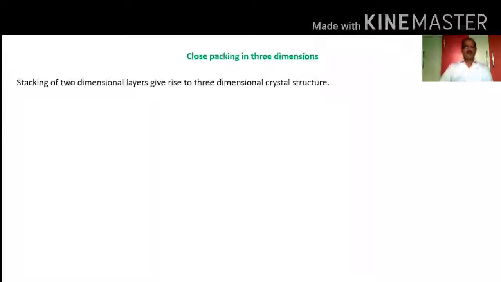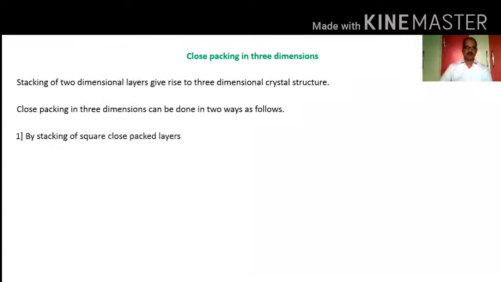So in this session we are studying close packing in three dimension. When you take two-dimensional layers and we stack them one over the other, then it gives rise to three-dimensional crystal structure. This close packing in three dimension can be done in two ways, meaning stacking of two-dimensional layers or arrangement of two-dimensional layers can be done in two ways as follows.